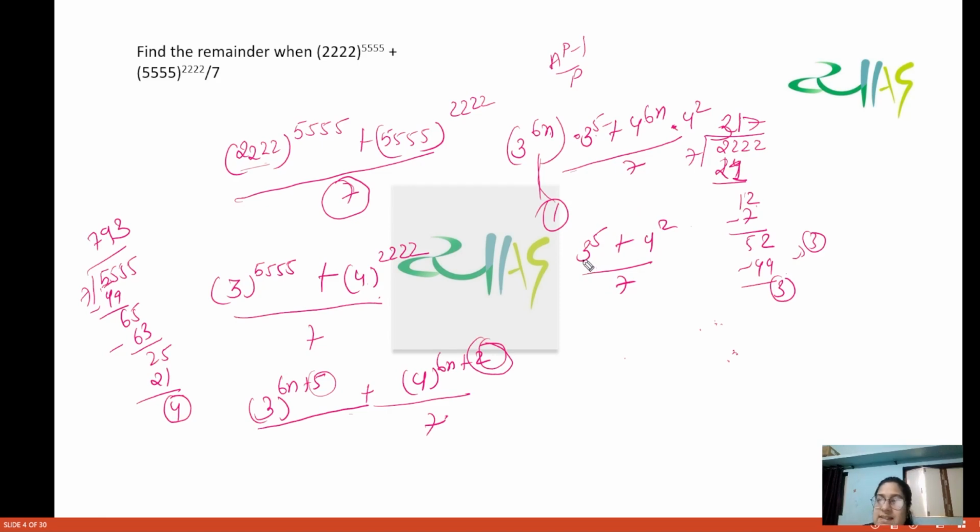Now what is basically 3 to the power 5? You can obviously calculate this remainder, because 3 to the power 5 is 243. And 4 square is obviously 16. So just add these two numbers, you have 259. Just divide this by 7. What is the remainder? That will be the remainder.